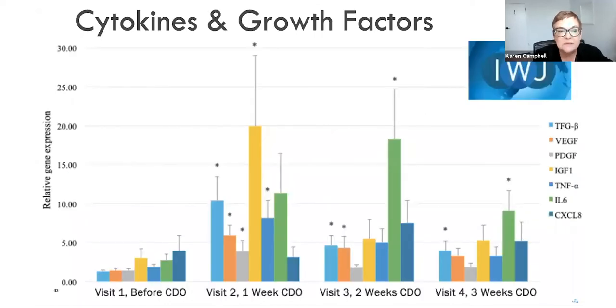And so this slide I know is busy, but you can see to the far left for visit one before CDO, there are the levels of the various cytokines and growth factors, and then look at visit two. And typically what we're seeing here are more cytokines that are going up, but by visit three, week two, now we are seeing more of the growth factors going up. And by the third week, now the wound fluid is starting to look more normal and not like a chronic wound fluid, but more looking like an acute wound with the appropriate levels of cytokines and growth factors.